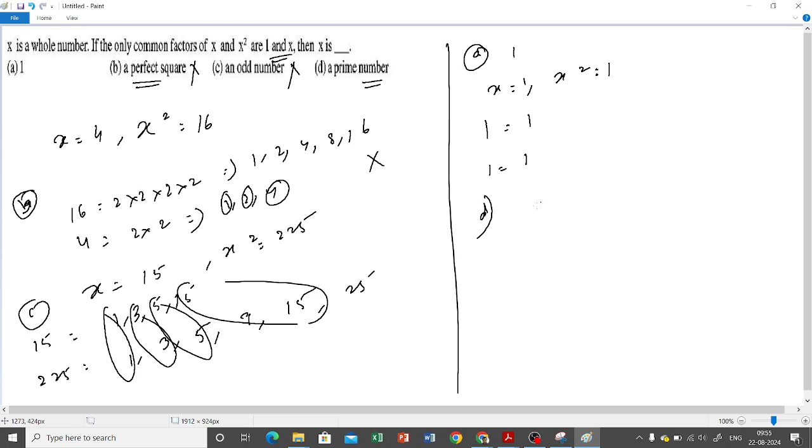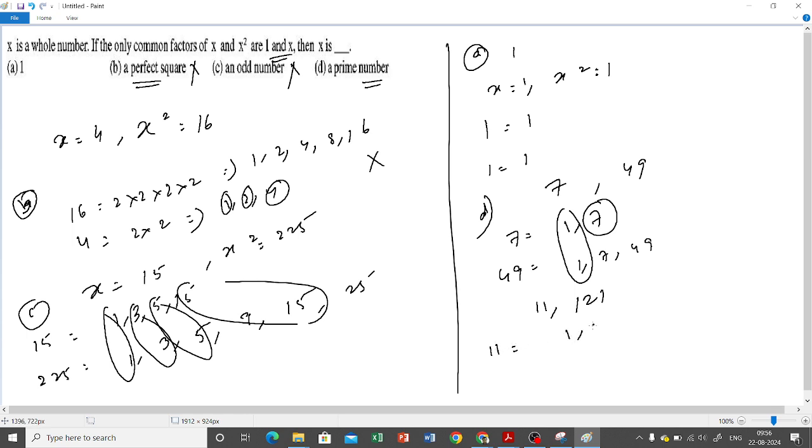So prime number, let me take 7 as a prime number, right? So what is going to be x square? 49. What are the factors of 7? 1 and 7. What are the factors of 49? 1, 7, 49. So here I can see that the common factors are 1 and 7. Let me take something else, say 11 and 121. 11 is going to be 1 and 11. 121 is going to be 1, 11, 121, right? So this is going to be 1 and 11 again.